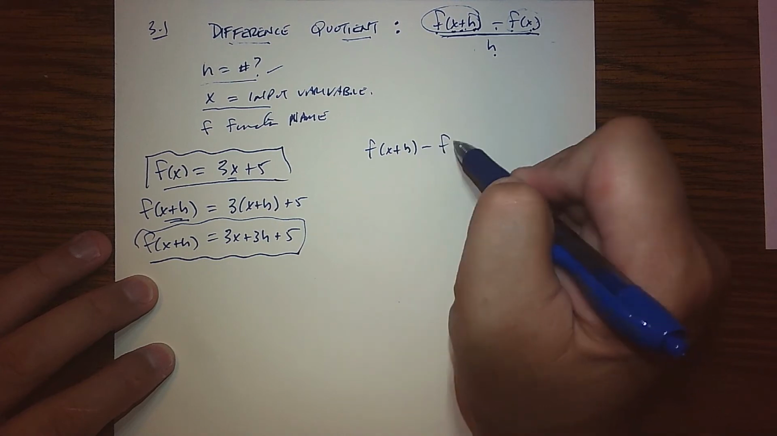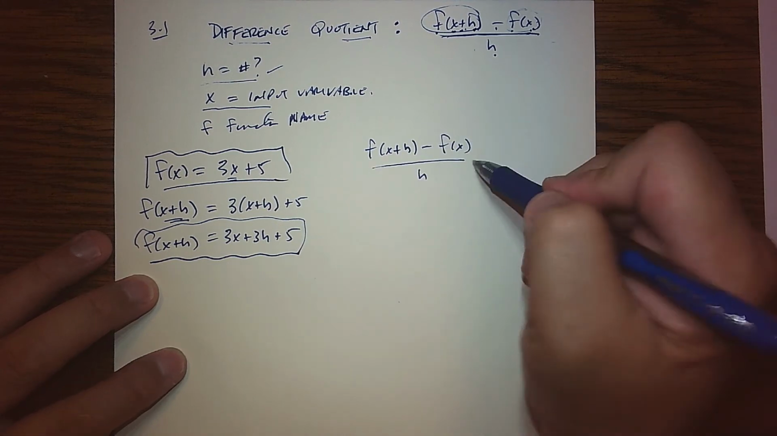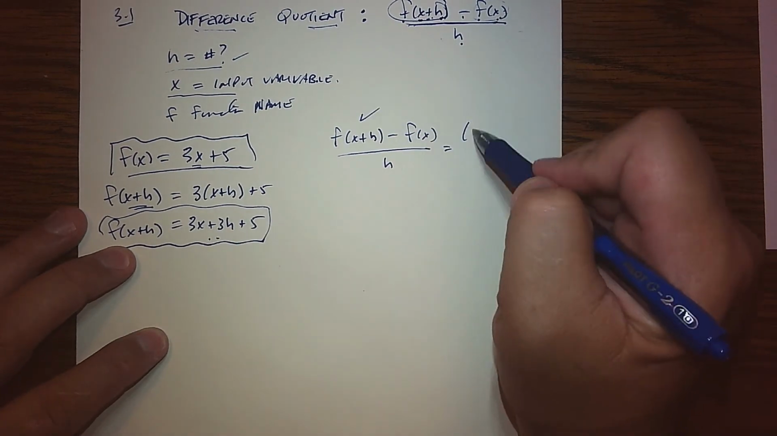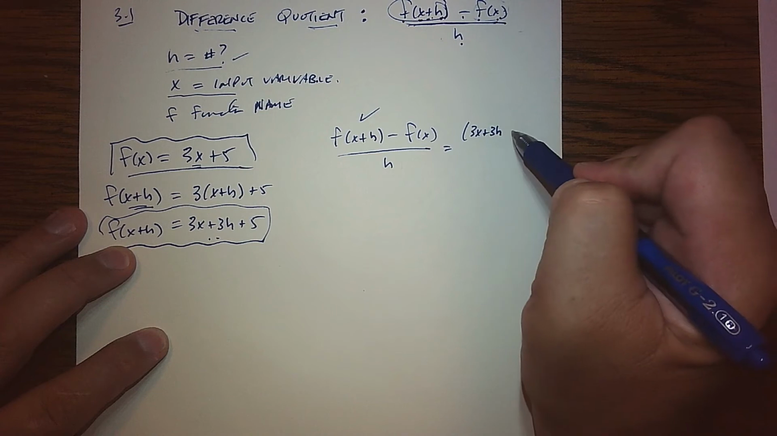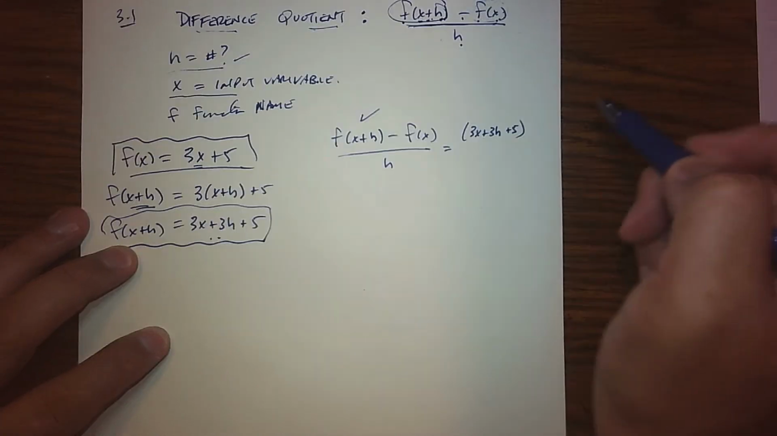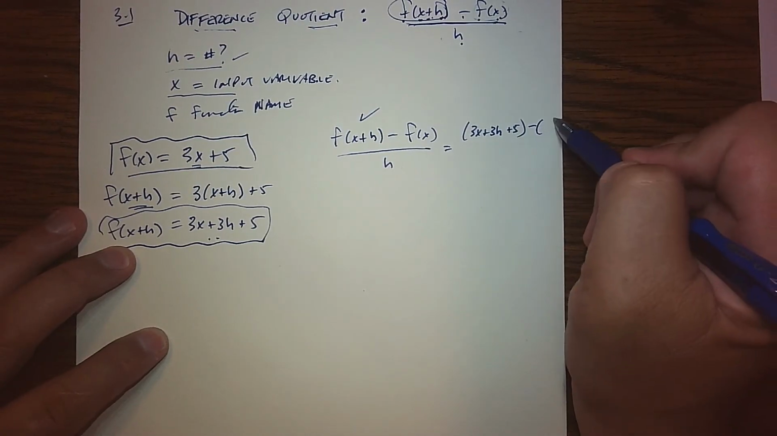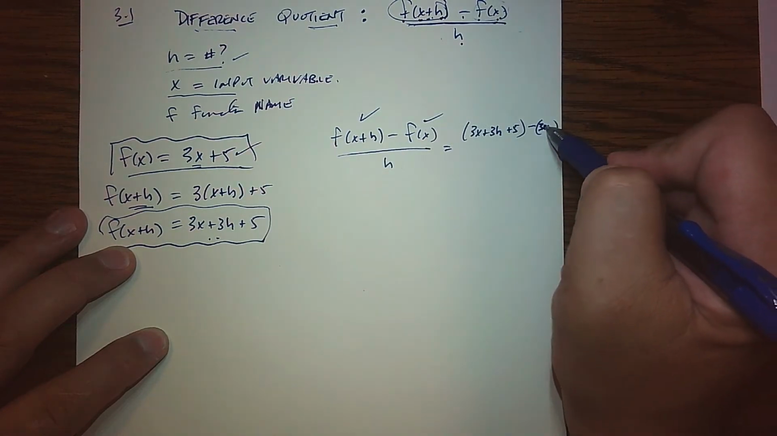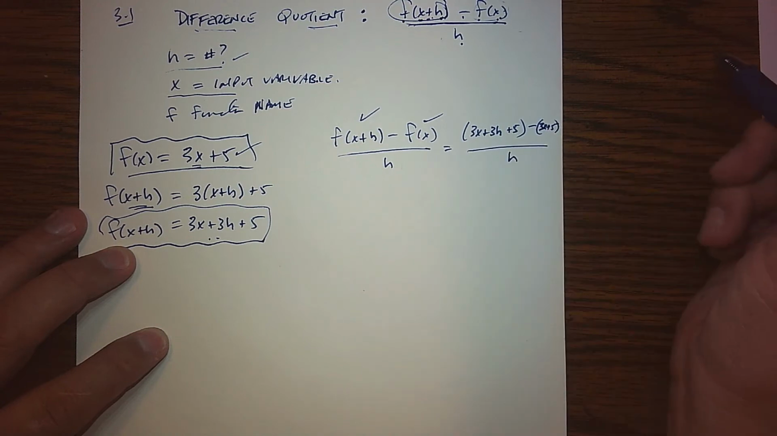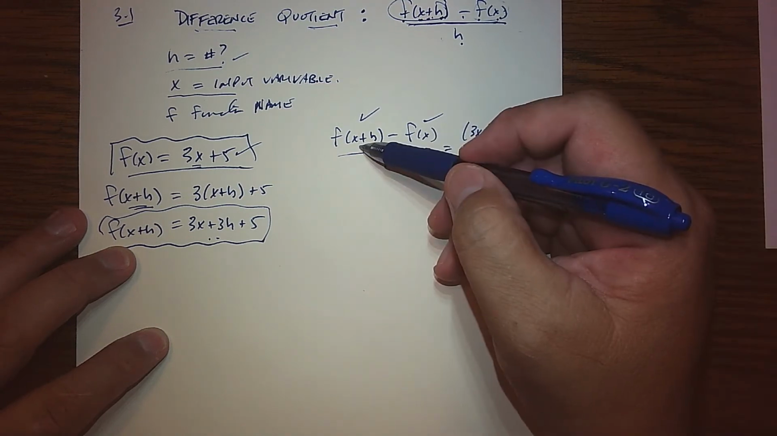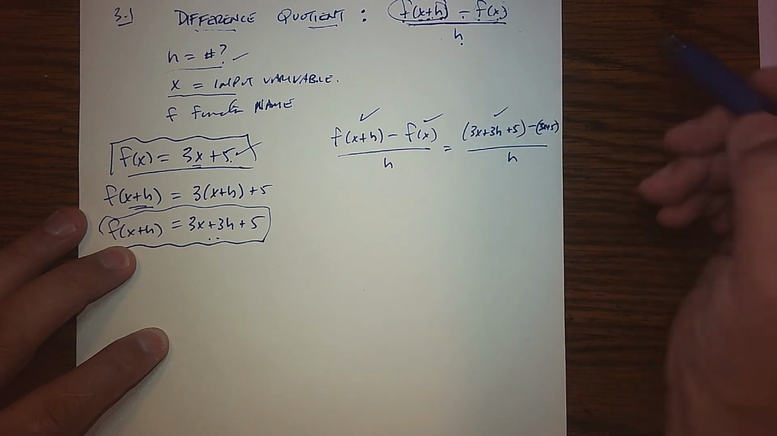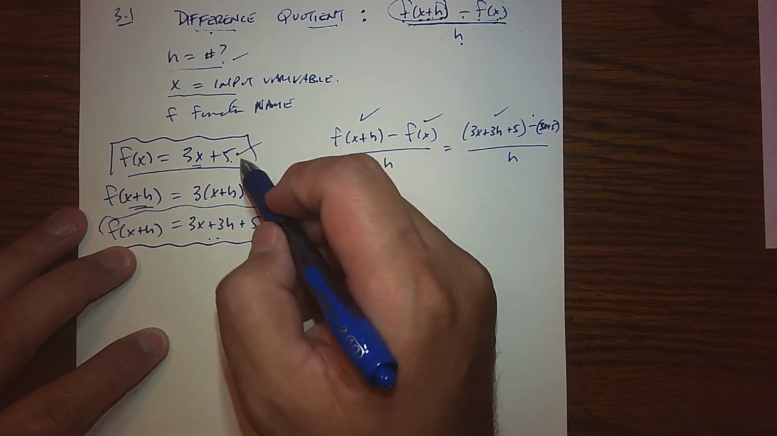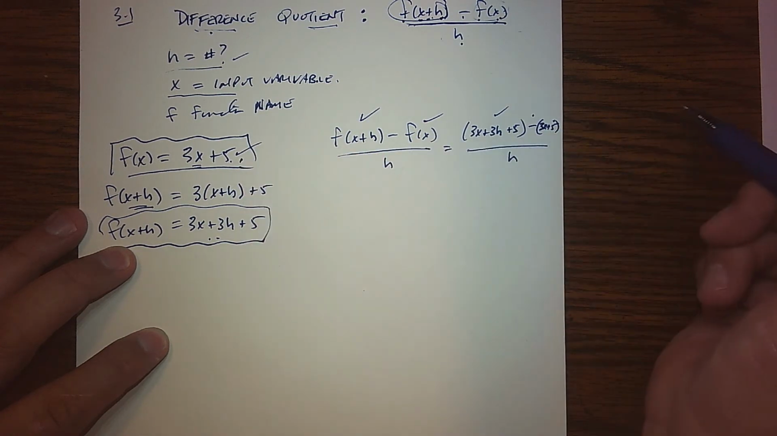So let me rewrite it. The difference quotient will be this piece we found here, so that's 3x plus 3h plus 5, and we're subtracting whatever f of x is. So f of x is 3x plus 5, and we're dividing it all by h. So we found f of x plus h for the given function, we put it here, we're subtracting, hence the name difference, whatever f of x is, that's the given function, and taking that result and dividing it by h.